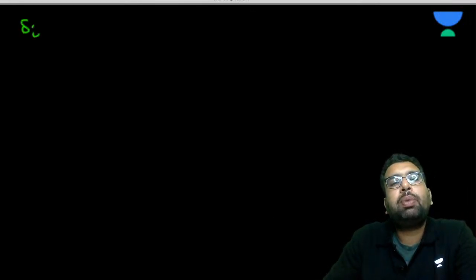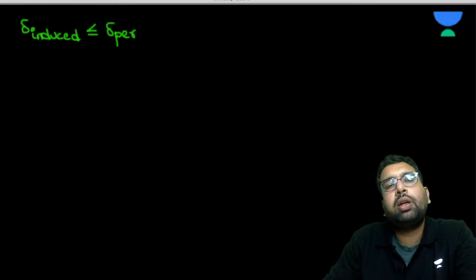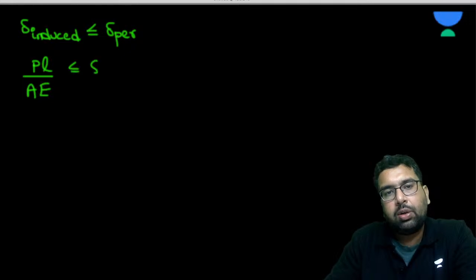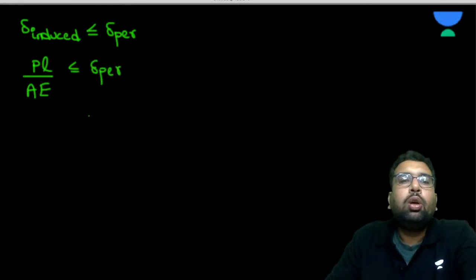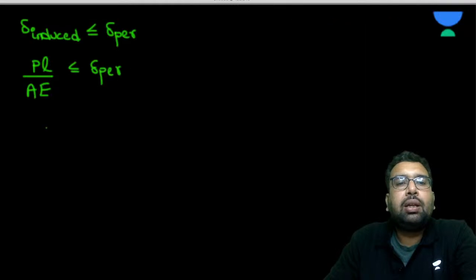So what is the delta permissible? What is this condition? The elongation coming in the body must be less than or equal to the permissible elongation. So it must be PL upon A less than or equal to the permissible deformation. So what is going to be the P? P is 10 kilonewton, that is 10 into 10 to the power 3.